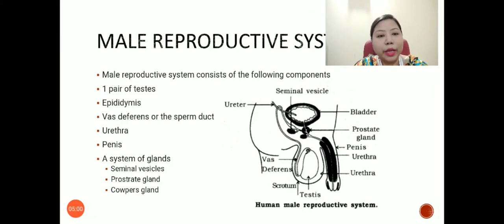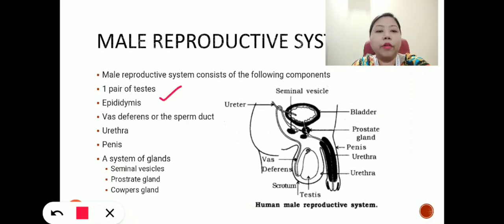So this is the male reproductive system, and you can see the picture of the human male reproductive system. The male reproductive system consists of the following components. It has one pair of testes, epididymis, vas deferens or the sperm duct. It also has urethra, penis, and glands are also associated with the male reproductive system. The glands which are associated are the seminal vesicle, prostate gland, and the Cowper's gland.